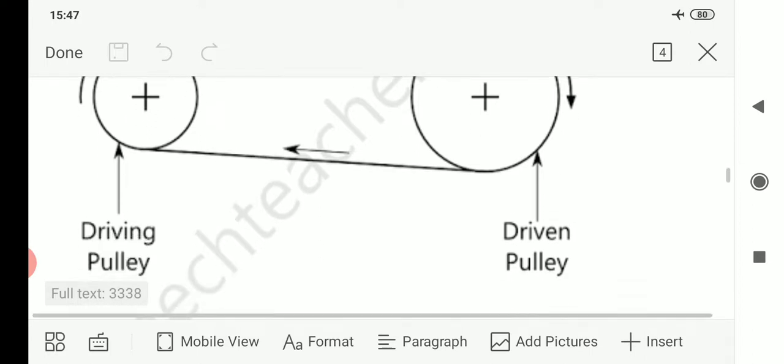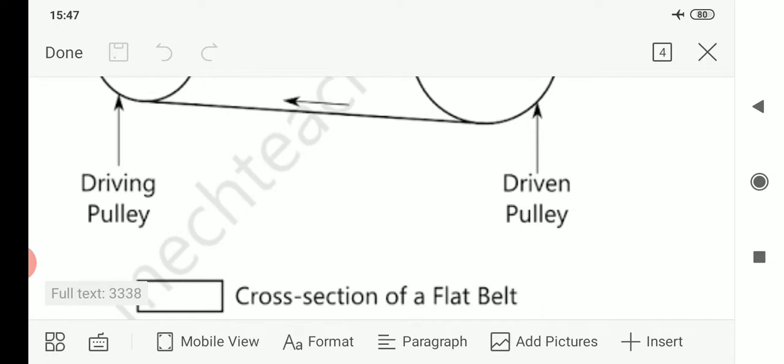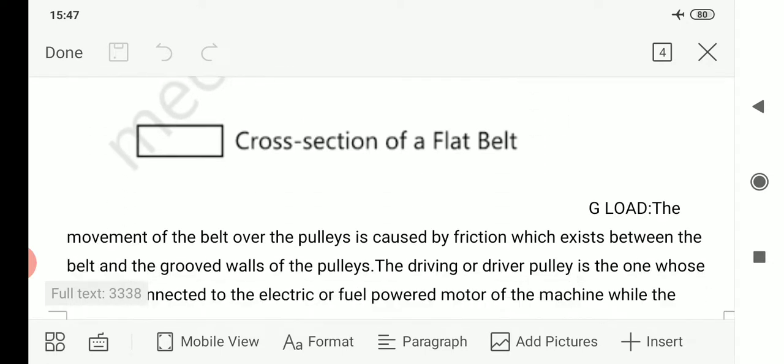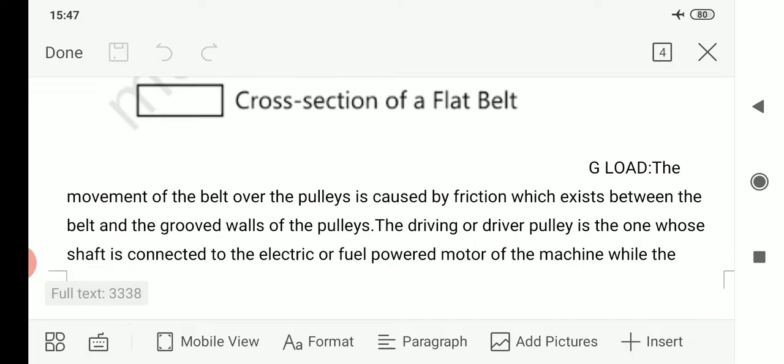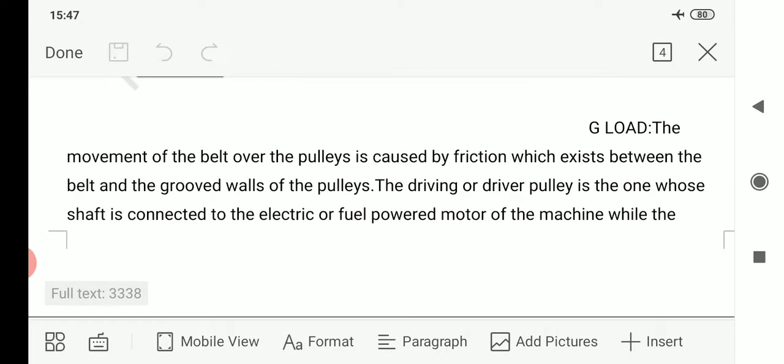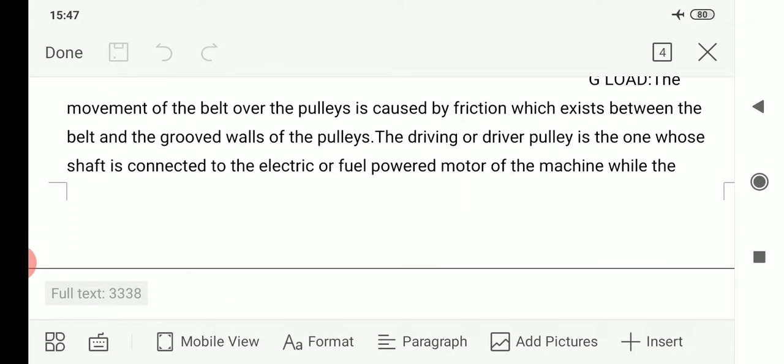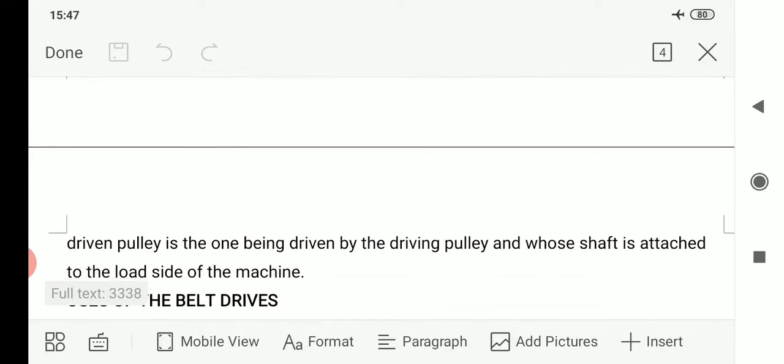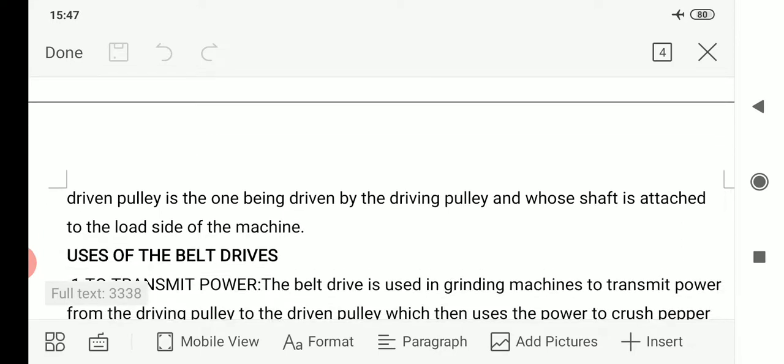And what causes the pulley to be able to move together with the belt is the friction that exists between the pulley and the belt. So between the grooved walls of the pulley and the belt, the friction that exists between them is what is making both of them rotate at the same time. The driving or driver pulley is one whose shaft is connected to the electric or fuel-powered motor of the machine, while the driven pulley is one being driven by the driving pulley and whose shaft is attached to the load side of the machine.